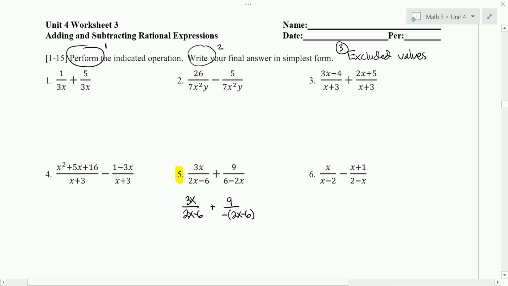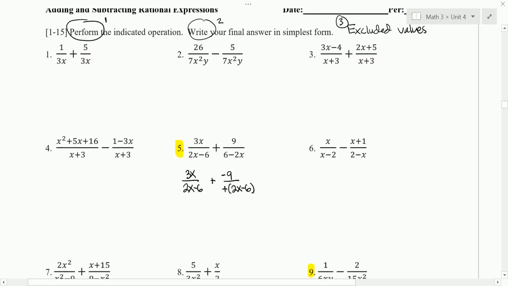And if you distribute that negative through to the 2x and to the 6, you'll see that you get a negative 2x and a positive 6, which is what we had before. The denominators still don't look alike yet. And so that second fraction, what I'm going to do is multiply the top and bottom by negative 1. And so that's going to make a negative 9 and a positive 2x plus 6. So now the denominators match. So now I can add the numerators. And I get 3x plus negative 9, or 3x minus 9, over 2x minus 6.